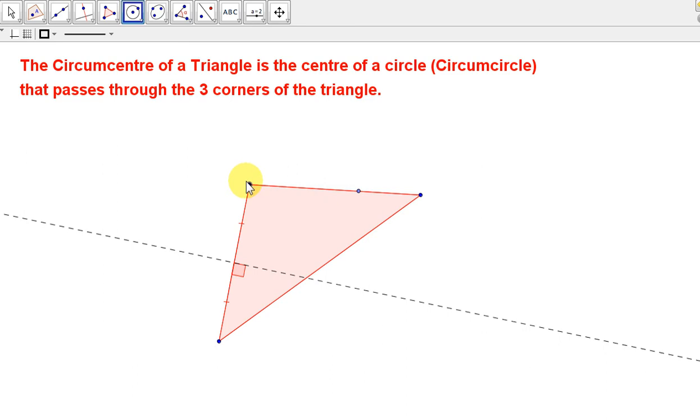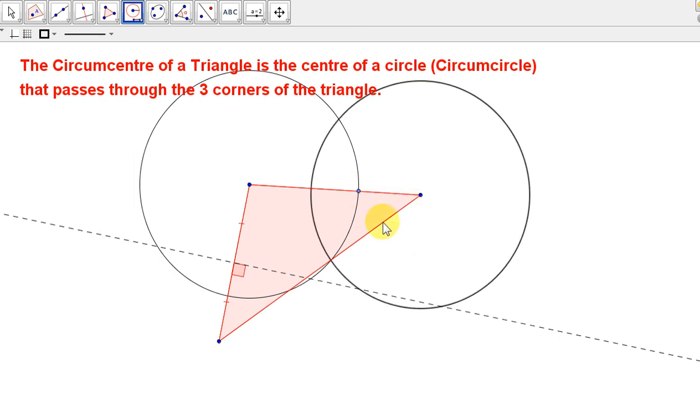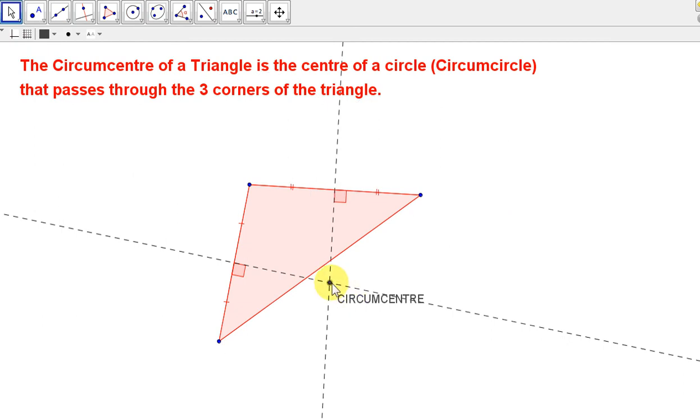So again, we draw a circle centered at one end of the line whose radius is more than half the length of the line, and we draw a second circle with the same radius as this circle but centered at the other end of the line. The perpendicular bisector of this side passes through the points of intersection of the two circles. The point of intersection of the two perpendicular bisectors is the circumcenter of the triangle.